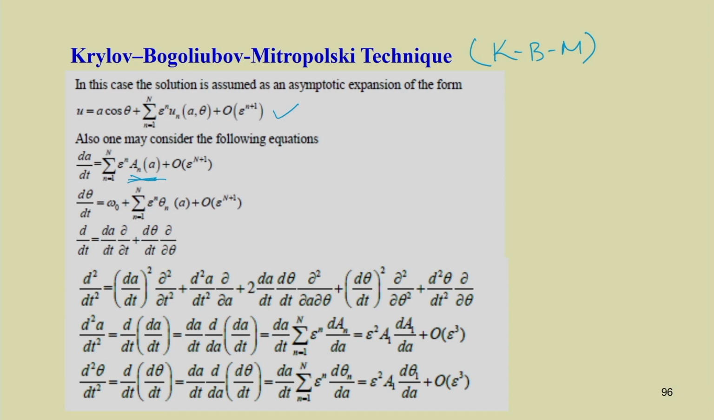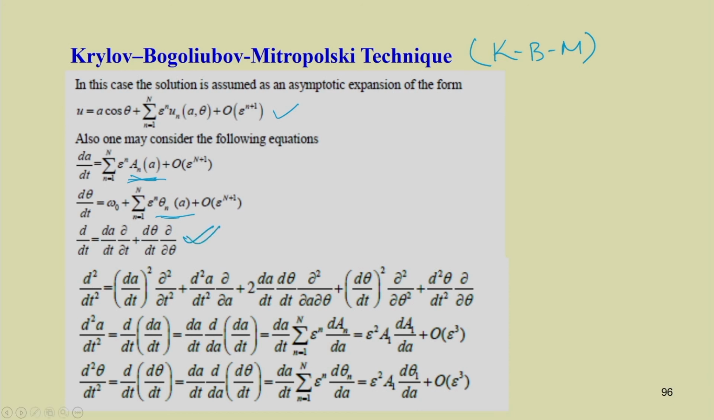So, here both capital A n and theta n are functions of a, and by using the chain rule, it can be written d by dt equal to dA by dt into del by del a plus d theta by dt into del by del theta. So, using the chain rule one can conveniently write this way.